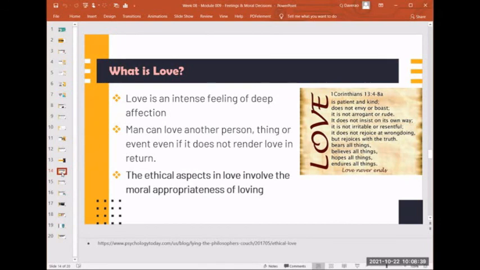So we can love another person, things, or event, even if it does not render love in return. Diba? Sometimes we love our cell phone. Though that cell phone can make us happy sometimes, we can love our laptop, but that laptop cannot love us back. What's worse in here is that sometimes we fall in love with other persons and we also want that person to love us back as we are also in love with them. But again, love does not necessarily have to be reciprocated.